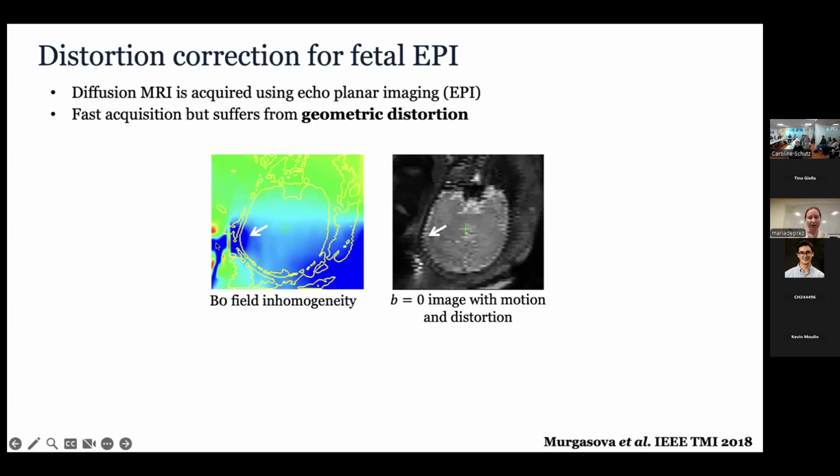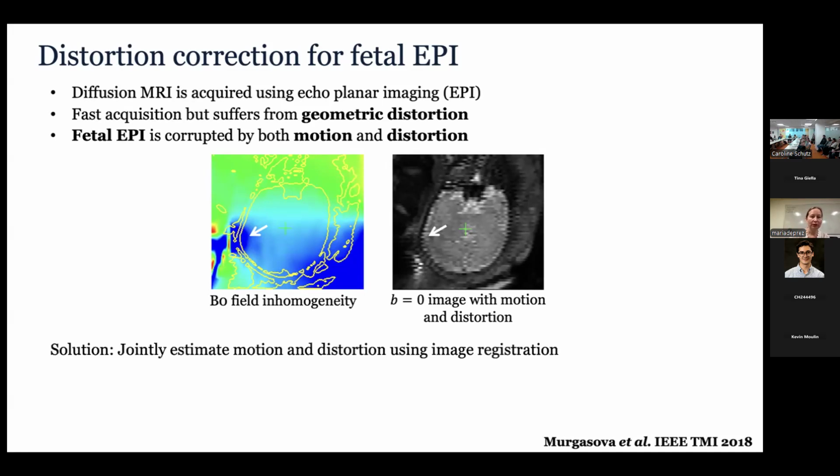And you can see here an example, this is actually a bubble in the maternal gut, and it distorts the brain like this. So it's usually the air-tissue interface that is causing the distortion. I hear it's vitamins with iron. Yeah, that's another problem. So basically we have corruption by both motion and distortion now.